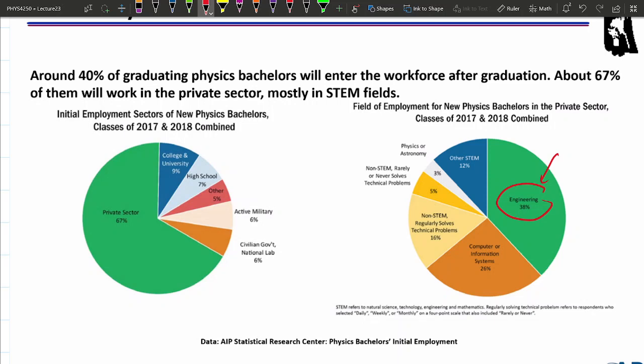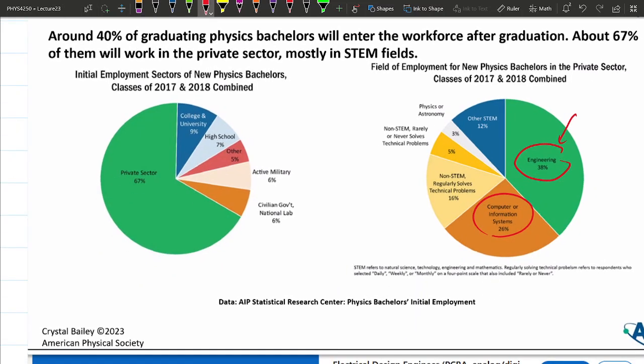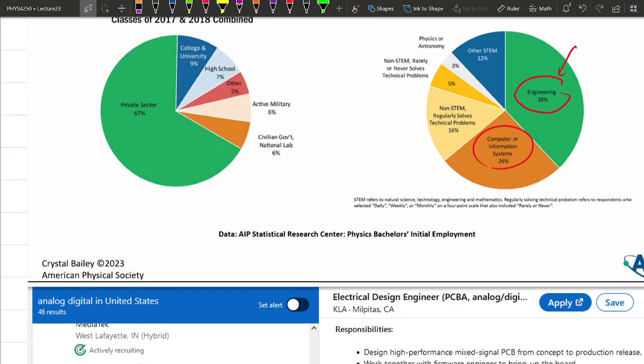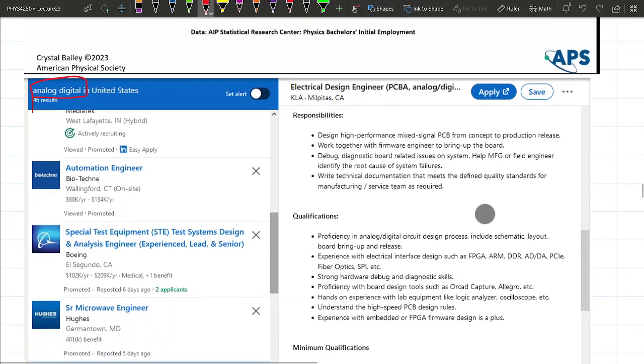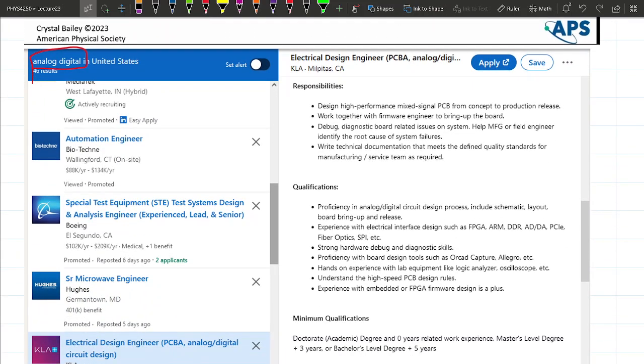So that's a slightly different thing. A lot of physicists actually go into computer science, and there are other jobs that happen too, okay? Just to show you guys, let's say you go on LinkedIn and look for, what did I search for? Oh, analog and digital. I just searched LinkedIn for the name of this class, and all these jobs come up.